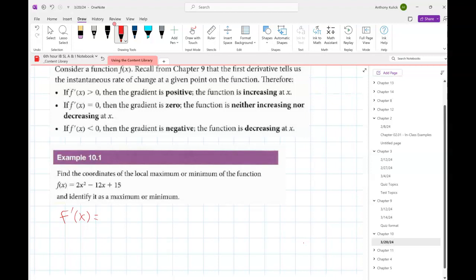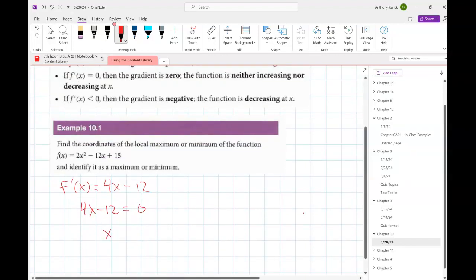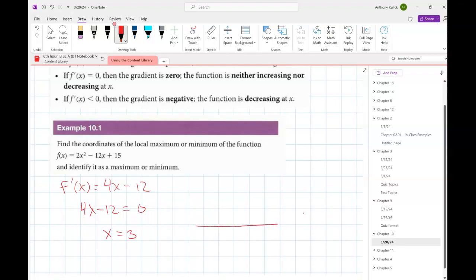We just did this in the quiz, so you should still hopefully remember how to do this. Excellent. 4x minus 12. You could write the plus 0 at the end, but we don't need to because it's 0. Everybody's good? Okay. So what we're going to do is take that and set it equal to 0. We add 12 to both sides and then divide by 4 and we get 3. So that will be a maximum or a minimum, but we don't know which.